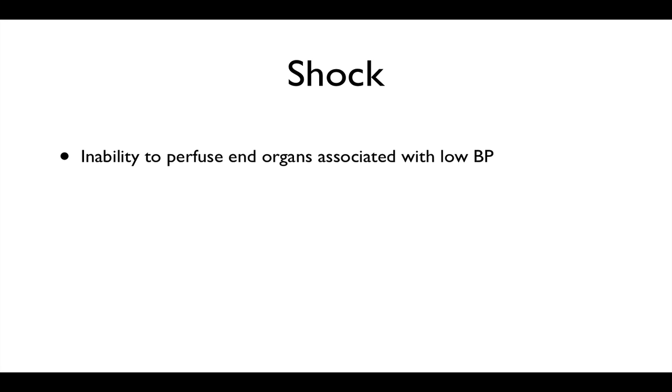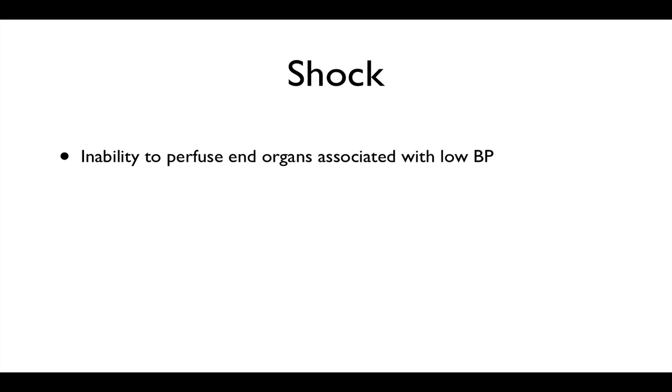A brief overview of shock. Shock is defined as an inability to perfuse end organs, and it's associated with a low systolic blood pressure. When we look at end organs, we can detect it clinically. In the kidneys, decreased renal perfusion will lead to decreased urine output. Decreased perfusion of the brain will lead to a decrease in GCS, which might present as agitation and confusion, and then eventually a drop in GCS and loss of consciousness.